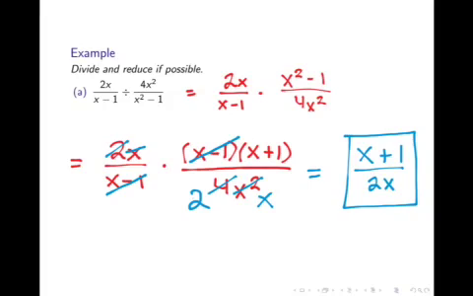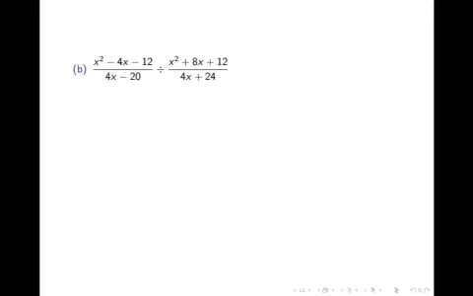Okay, so again, dividing is the same process as multiplying, except for that extra step of flipping the second fraction. So let's try another. Like I said, in the rest of these, I'm going to combine that step of flipping and factoring all at the same time. This makes it go a little bit quicker, and it also saves us some space on the paper. So our first fraction here factors into x minus 6 times x plus 2 over 4 times x minus 5.